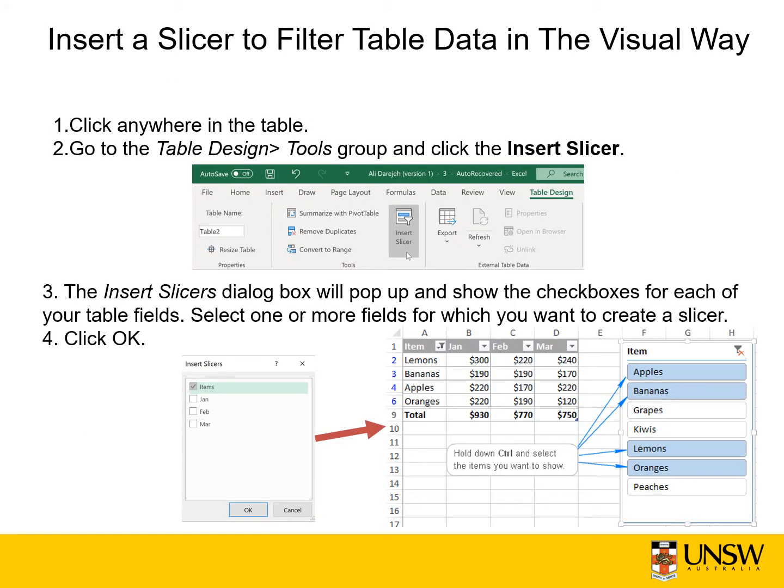In addition to the normal filtering arrows, you can use a slicer as well. A slicer is a graphical filter for tables and pivot tables and makes filtering data faster and easier. To add a slicer to your table, go to the Design tab and click the Insert Slicer button. And in the Insert Slicers dialog box, check the boxes for the columns that you want to create slicers for and click OK.